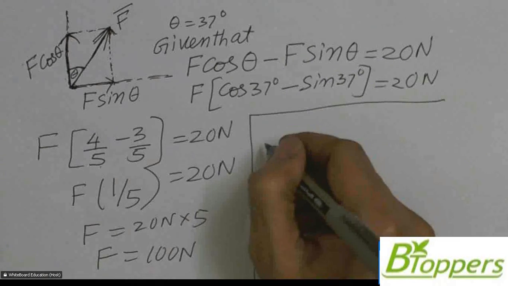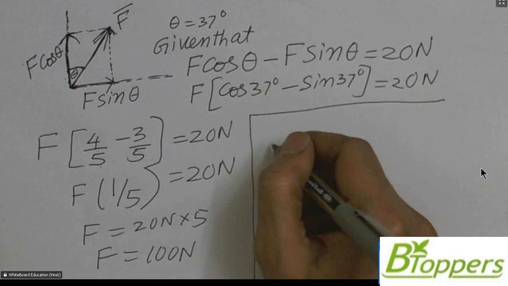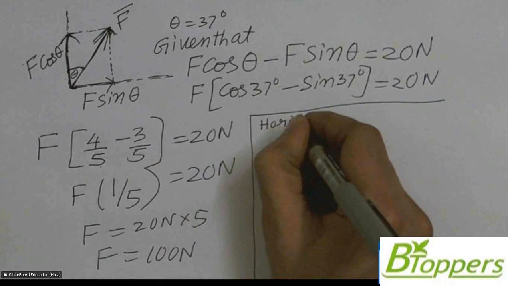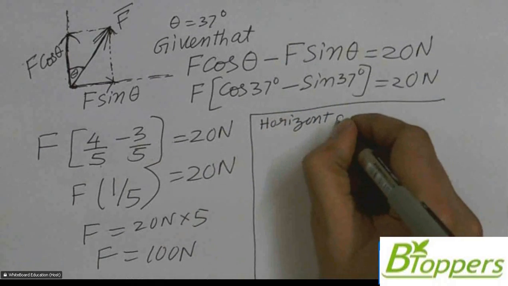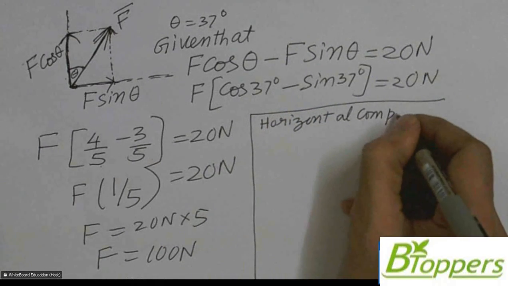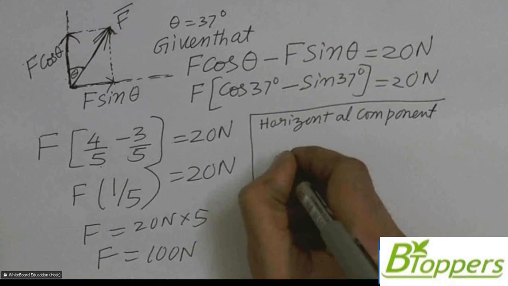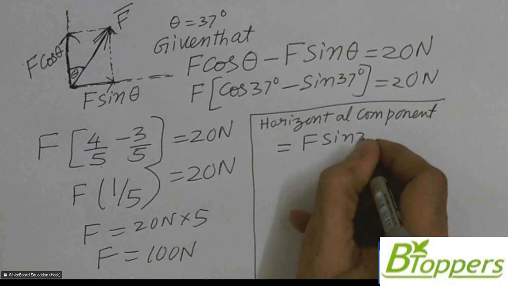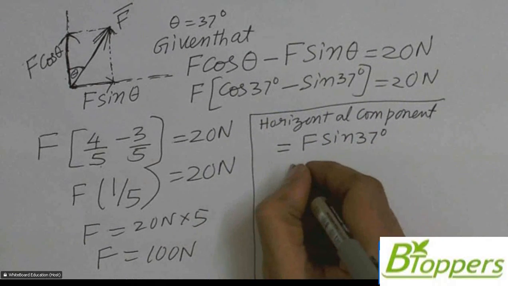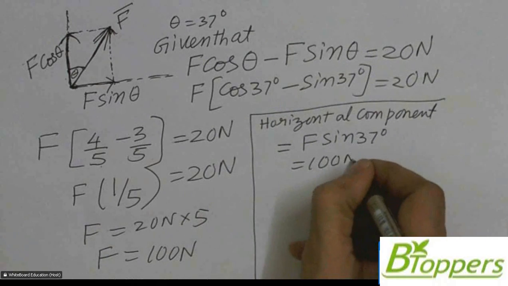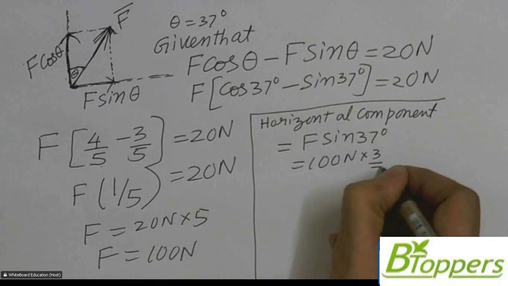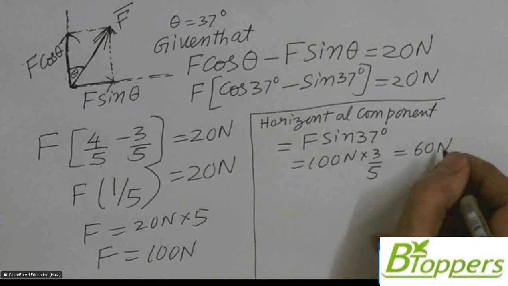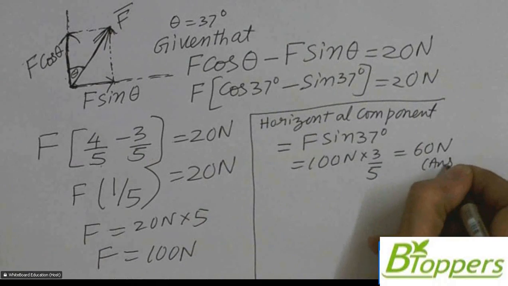Now you are asked to find the two rectangular components of the force along the horizontal and vertical directions. So horizontal component of the force is equal to F sin theta. Here theta is 37 degrees, or F sin 37 degrees. Here we got F as 100 newtons, sine 37 degrees equals 3 by 5. So that will be equal to 60 Newton. So that is one of the answers.